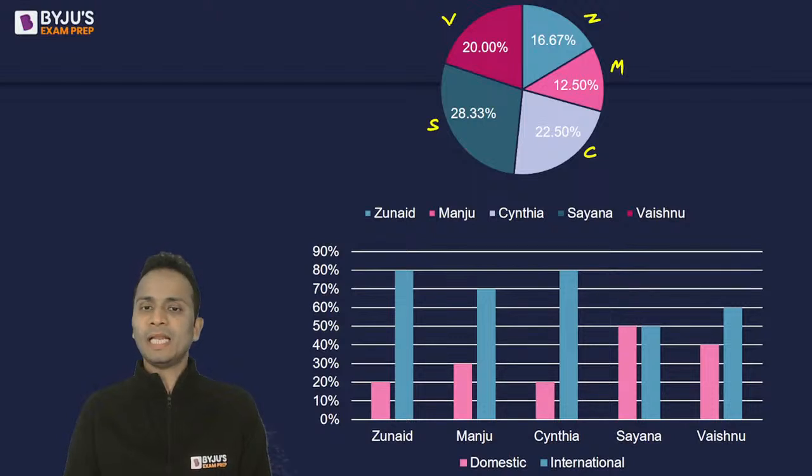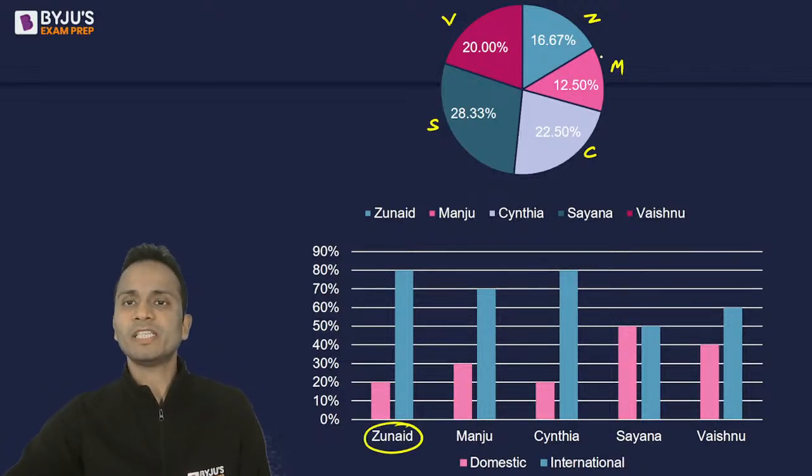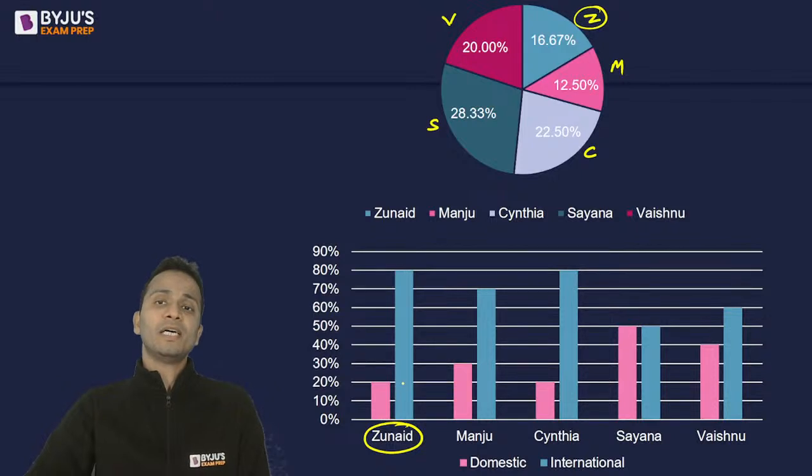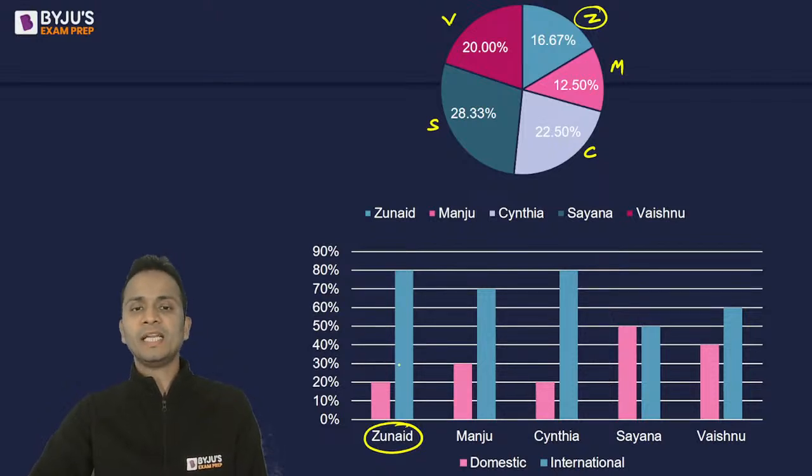Now below there is a bar graph. If I look at Zunaid, whatever distance Zunaid has covered is split in two parts, domestic and international. Out of the total distance he has covered, 20% is covered in domestic and 80% in international.